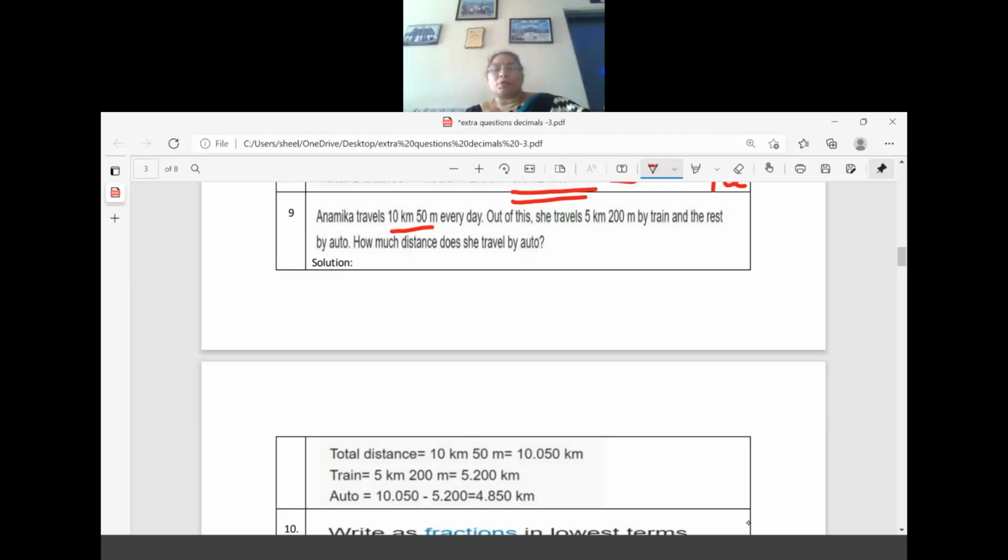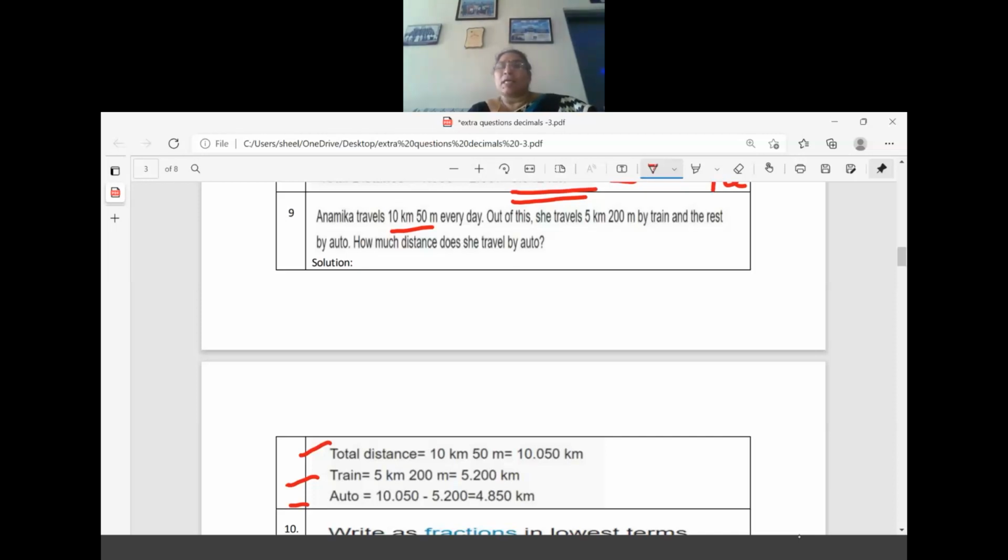So what we have to do? From the total we should do the minus of the distance traveled by the train only, right? So here subtraction we have to do. So what are the steps to be taken here? Total distance to be written, that is 10 kilometer 50 meter. After that, what is the distance by train? 5 kilometer 200 meter. Now what is the distance by auto? What we have to do? We should do the subtraction.